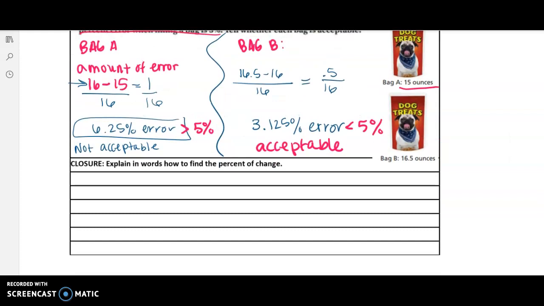So I'm going to have you complete the closure, and then you can start your homework. We are going to check notes next class.